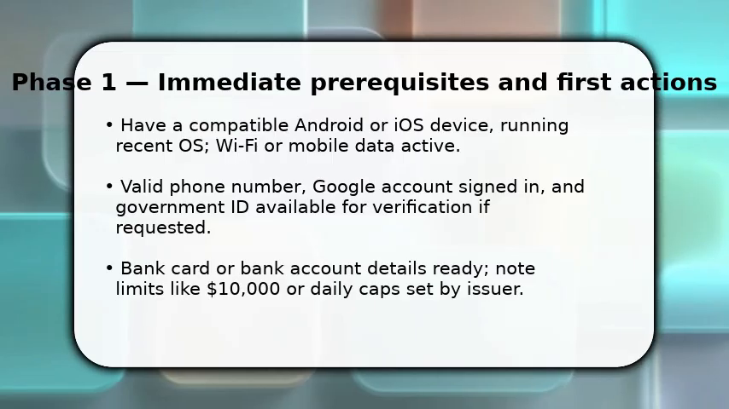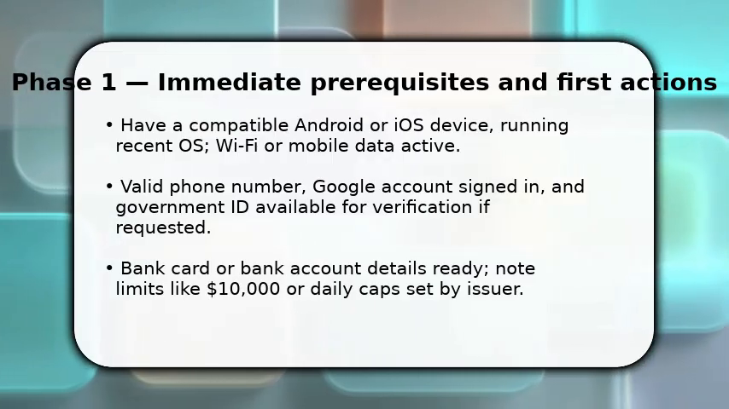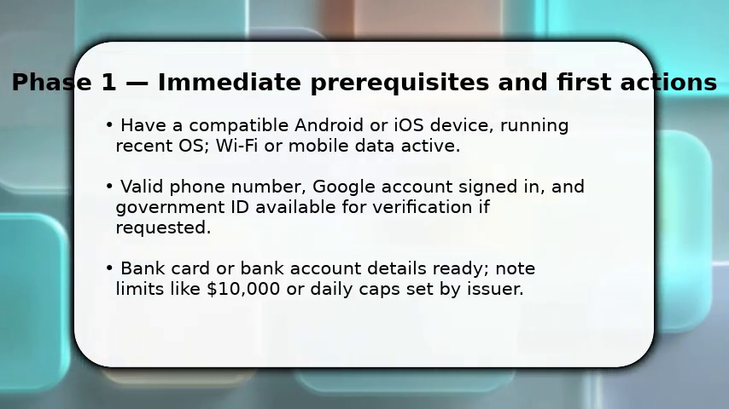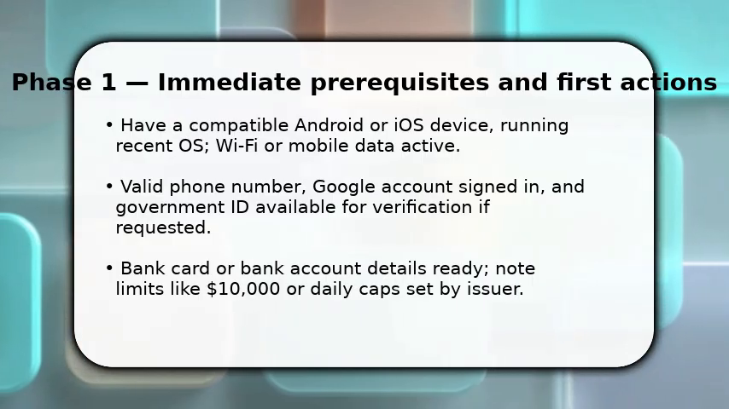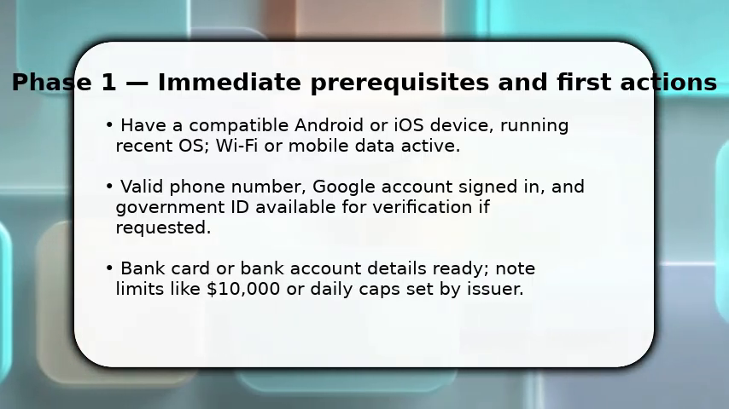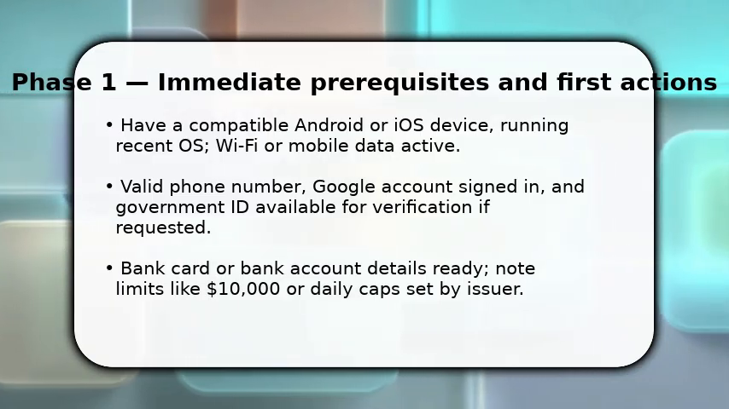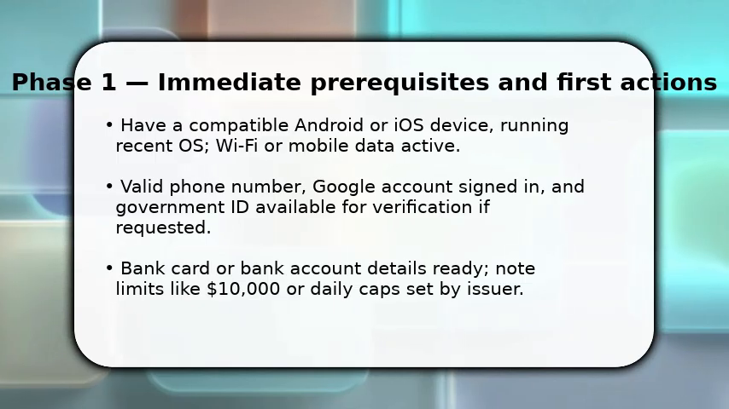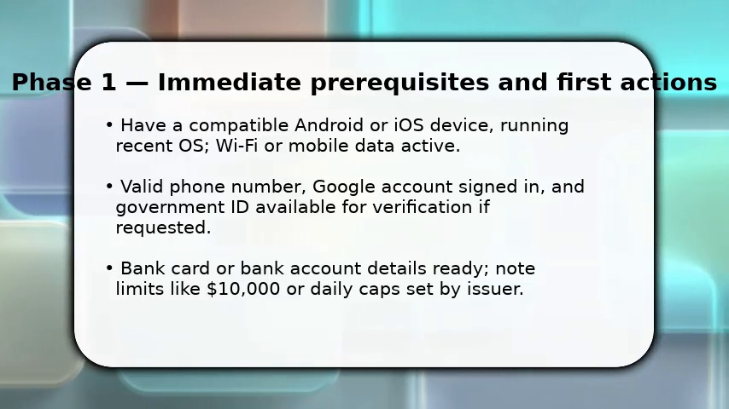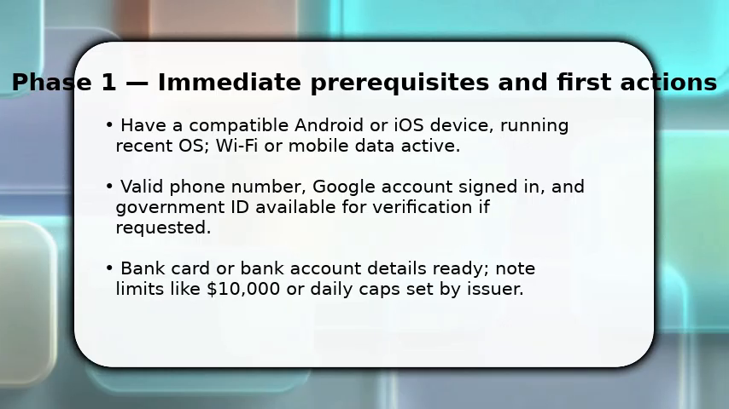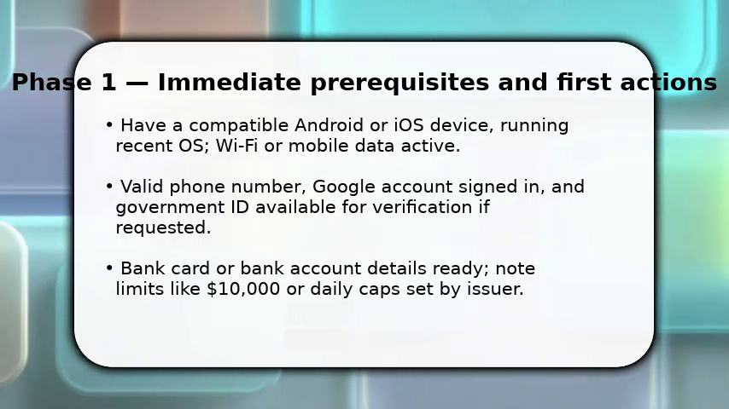You start by confirming essentials: device, connectivity, and a signed-in Google account, because Google Pay ties to your identity and device. Open the Google Pay app or download it now, tap Get Started and add the phone number tied to your account. Once done, choose Personal or Business.